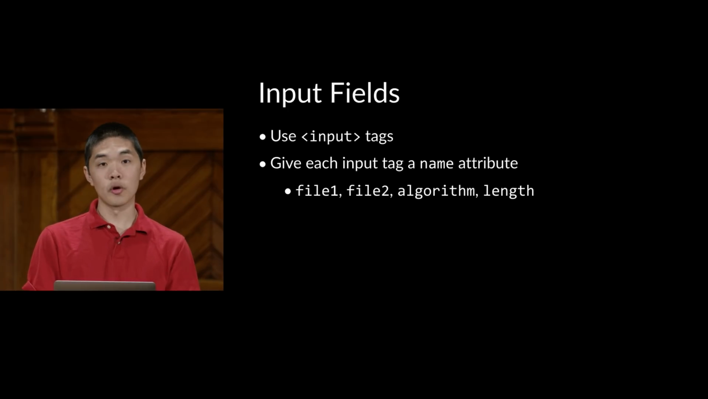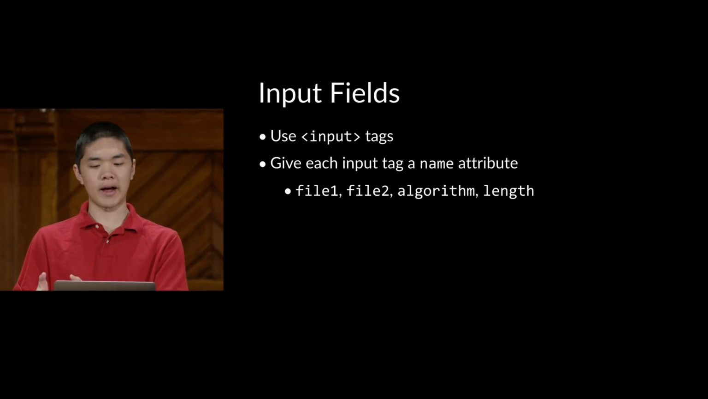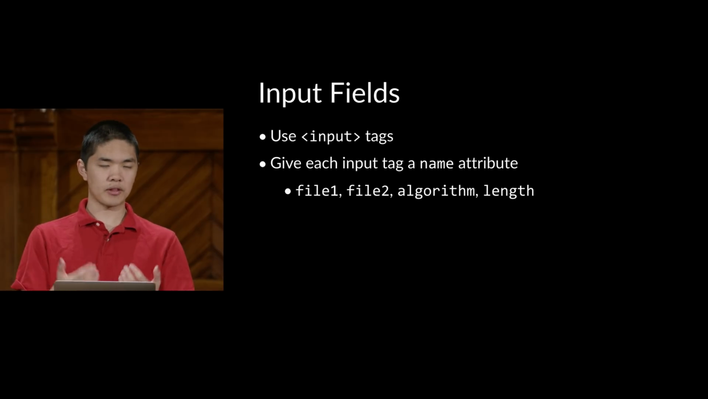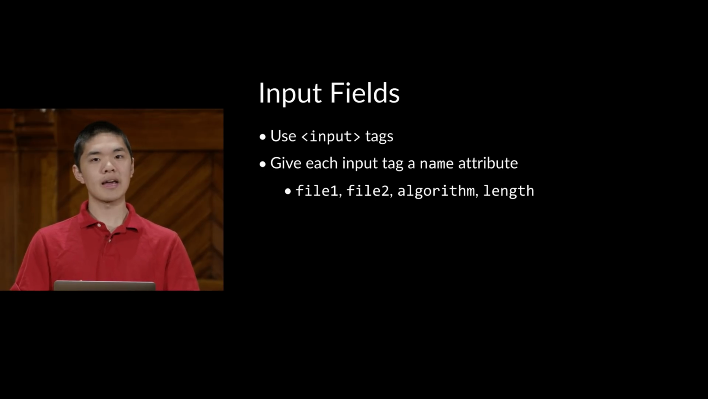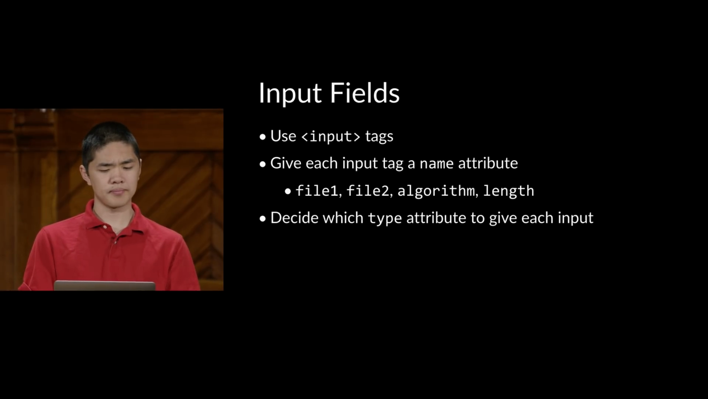In particular, those names should be file1 for the first file, file2 for the second file, algorithm for choosing which algorithm to use to compare those files, and then length, in the case of substrings, trying to define how long the substrings should be that eventually should be compared by your algorithm.